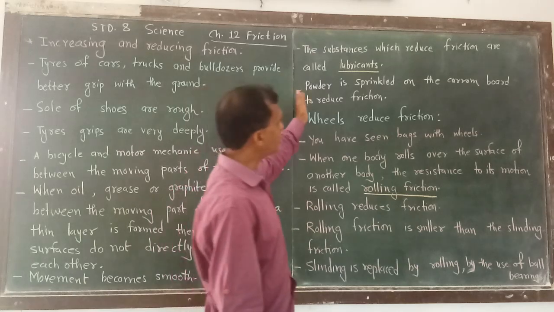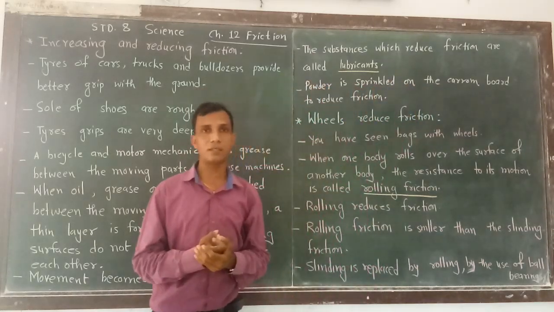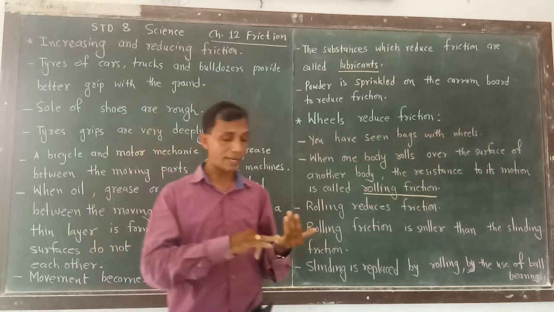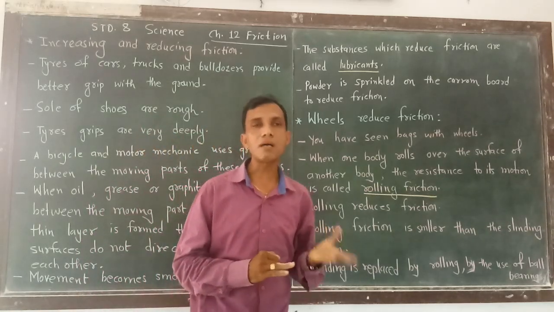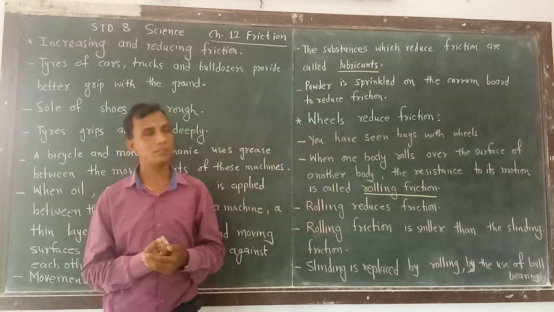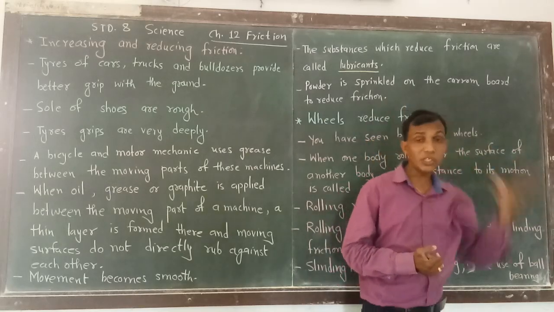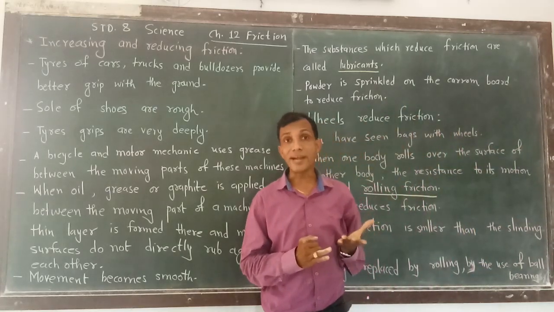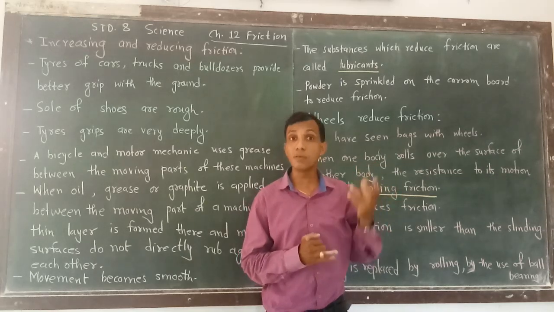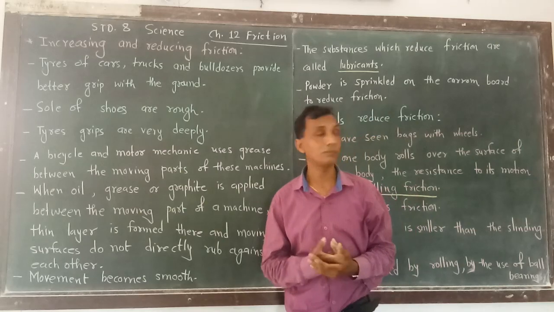Now the substances which reduce the friction are called lubricants. Which lubricants did we discuss? Oil, grease, graphite. These are known as lubricants. So the substances which reduce the friction are oil, grease, and graphite, and such substances are known as lubricants.